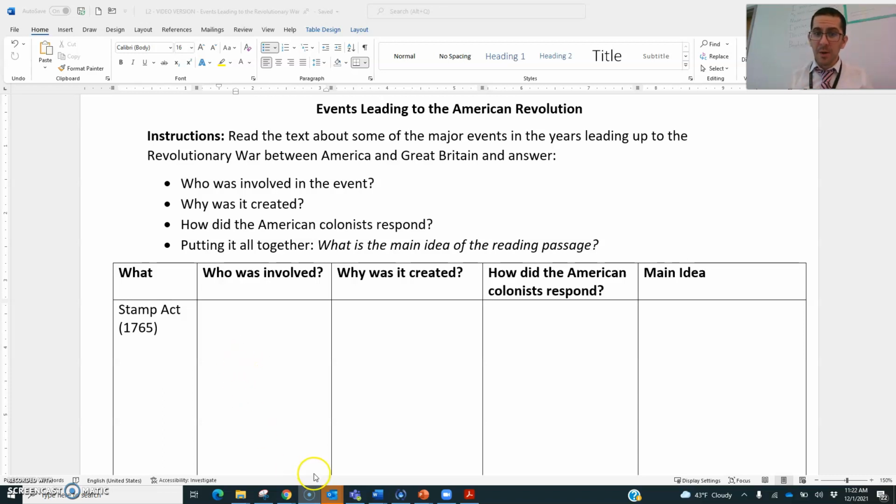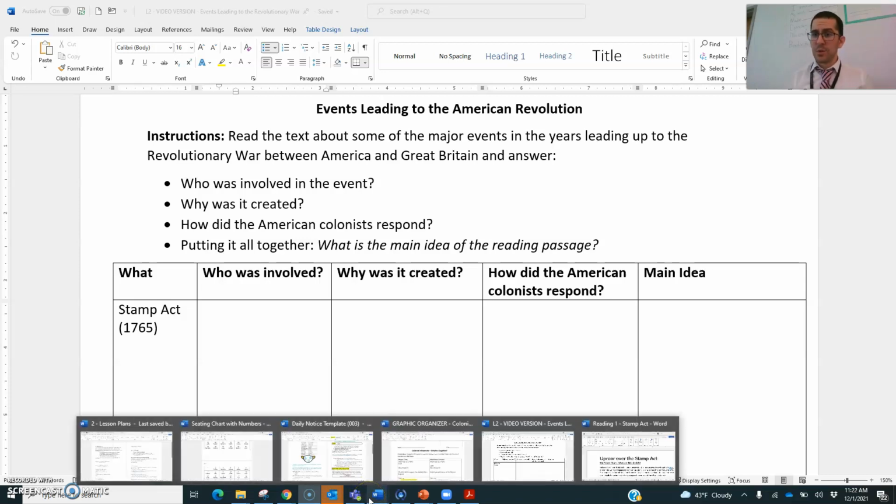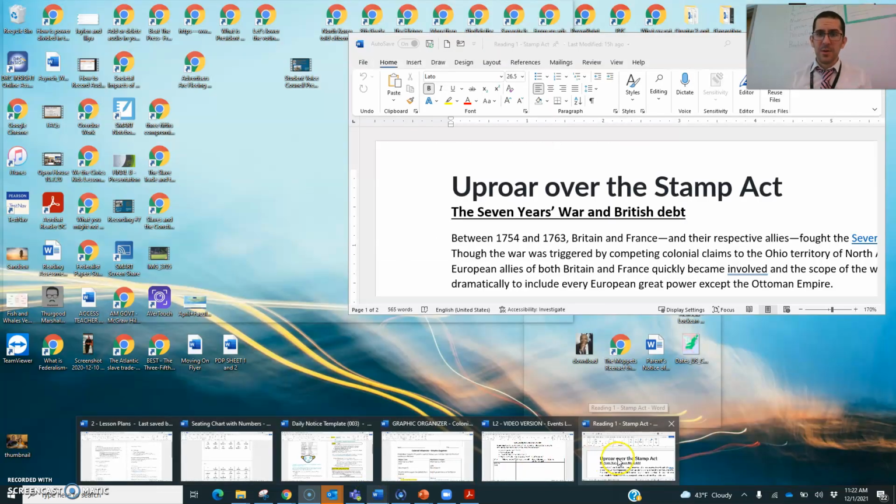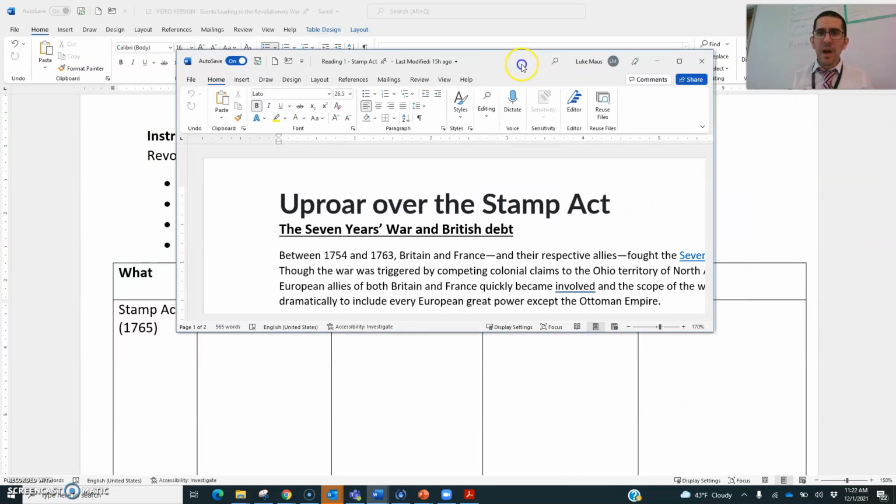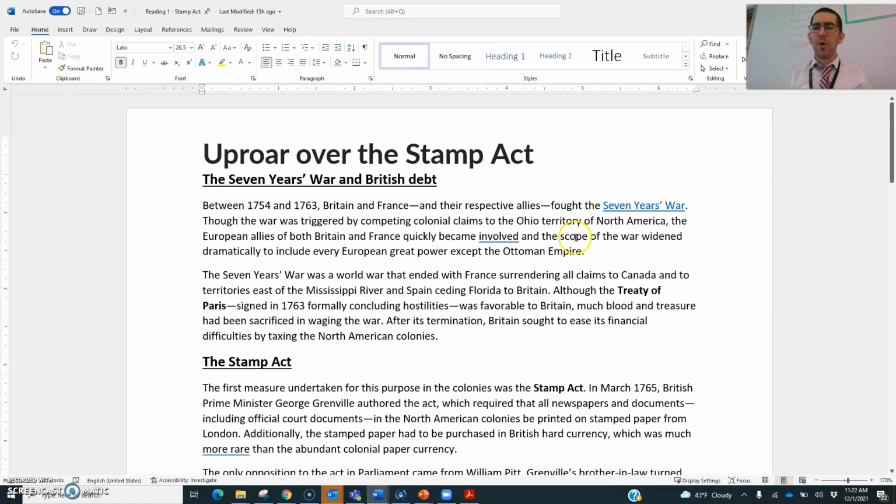Okay, so we're going to read the text for the Stamp Act first. So this is the first reading. So we're going to read it, and then we're going to answer those questions. So we can see over here, uproar over the Stamp Act. So let's begin.